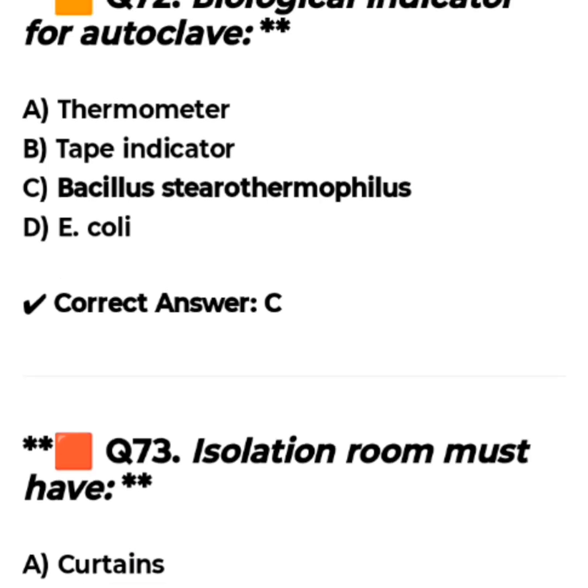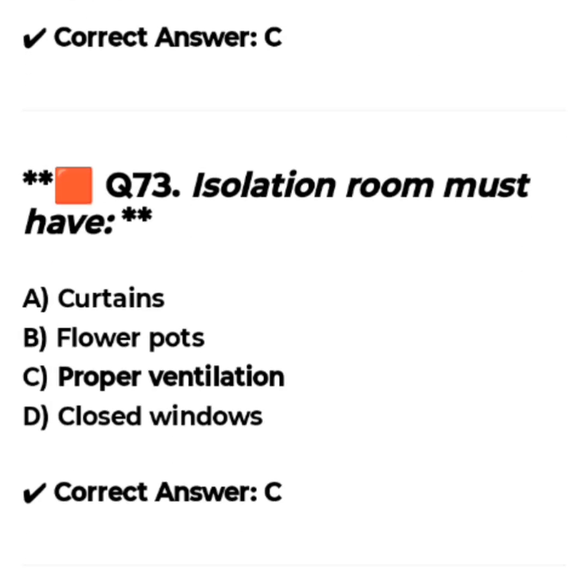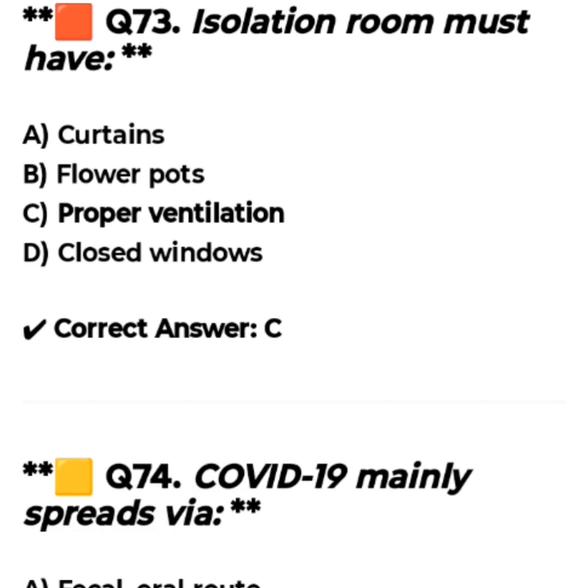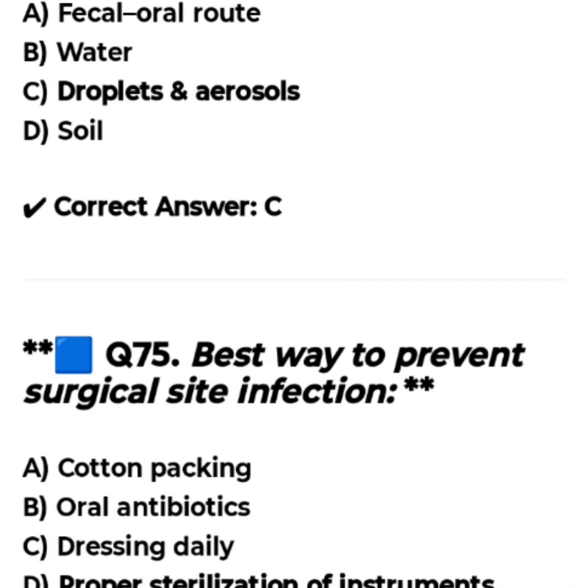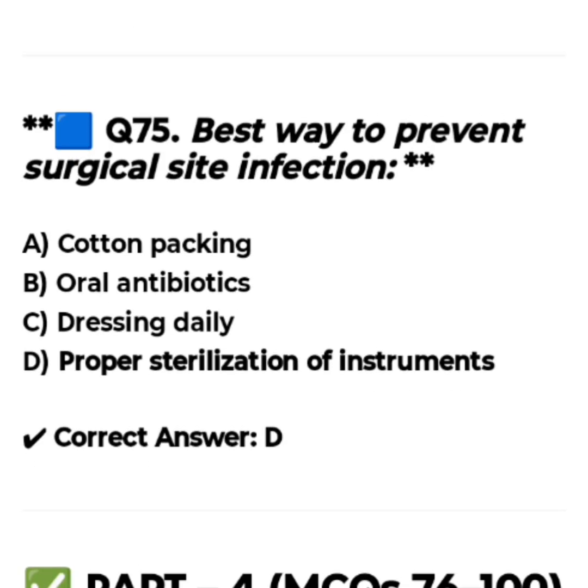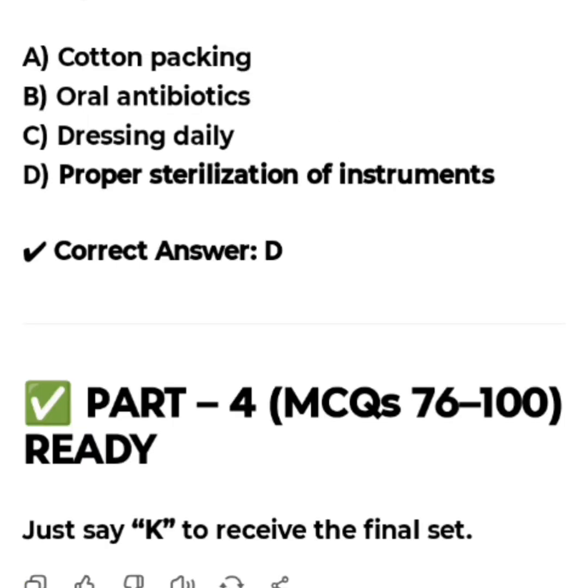Biological indicator for autoclave. The correct answer is option C, Bacillus stearothermophilus. Isolation room must have. The correct answer is option C, proper ventilation. COVID-19 mainly spread via. The correct answer is option C, droplet and aerosols. Best way to prevent surgical site infection. The correct answer is option D, proper sterilization of instruments.